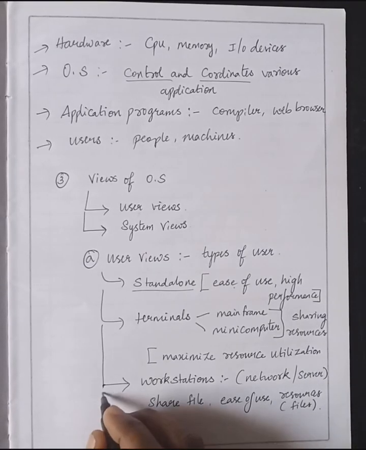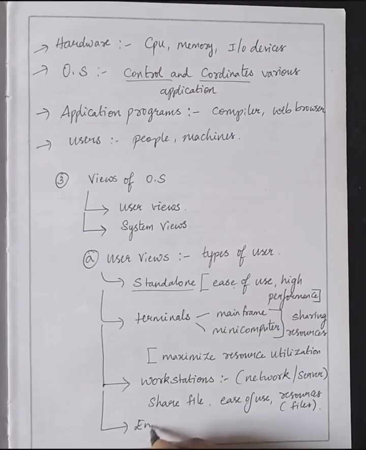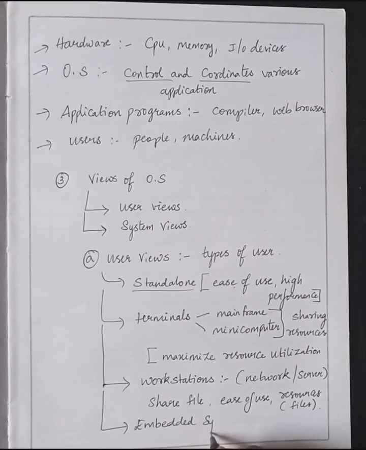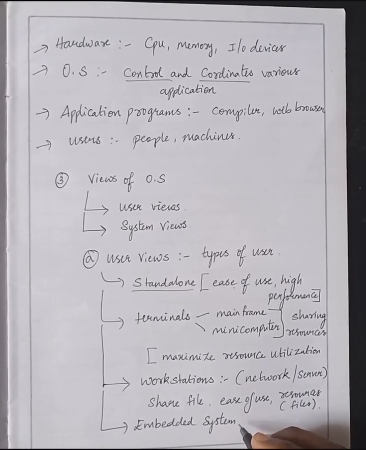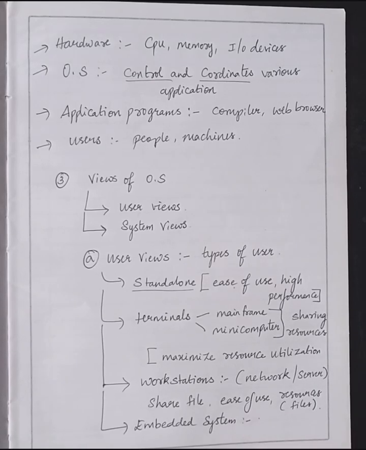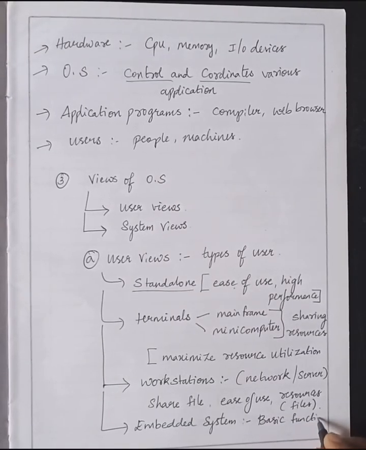Next comes the embedded system. If you see the computer in an embedded system, what is an embedded system? Like our washing machines and air conditioners, all this comes under embedded systems. They do not have any user interface or interactive features. So the OS should consider the basic working and basic functionalities of the system. That is all about embedded systems.